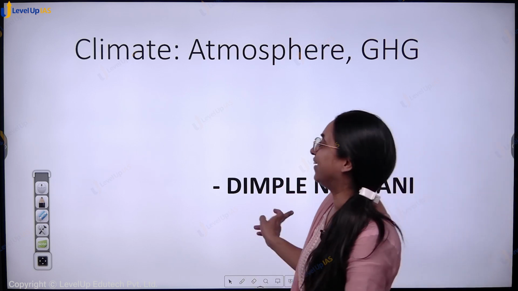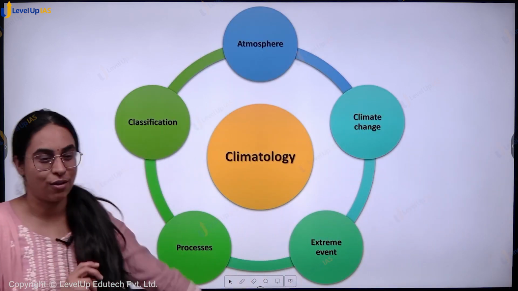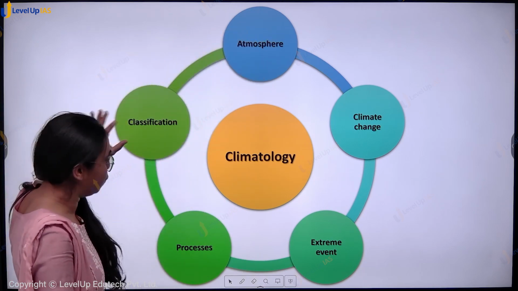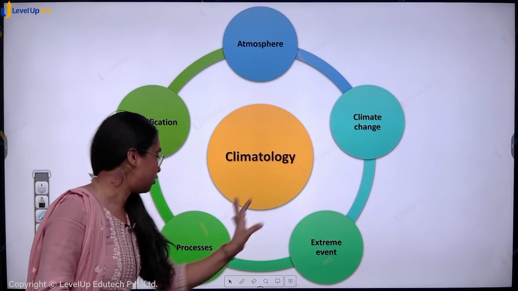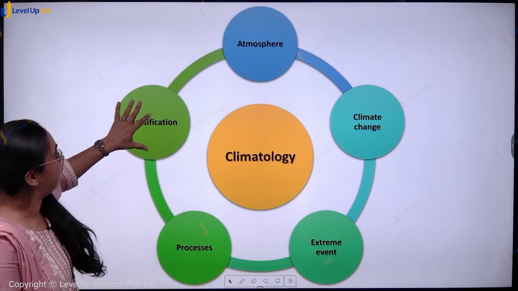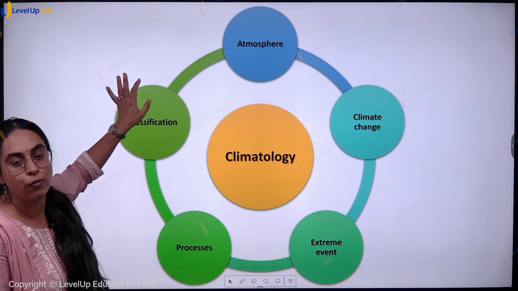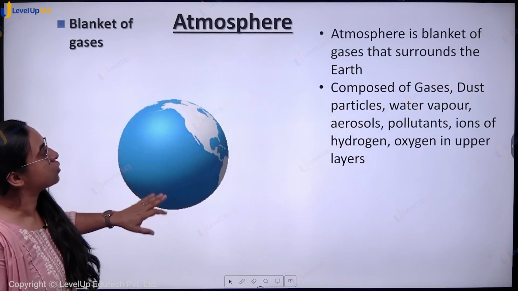Thank God. Okay. So we are talking about the elements of climate. It starts off with atmosphere. We move on to the extreme events, climate change, the processes involved, and then the climate classification. This is something that is there in your NCERT in the form of Köppen's classification. Okay. So what is atmosphere?